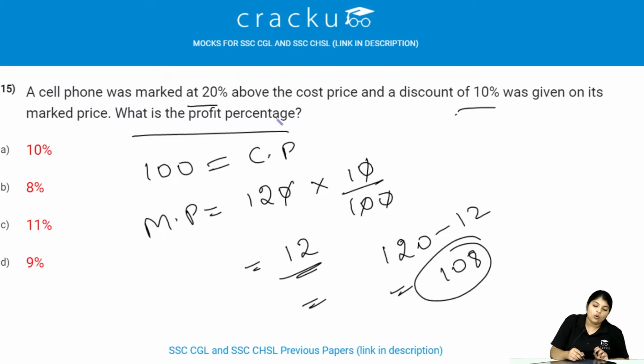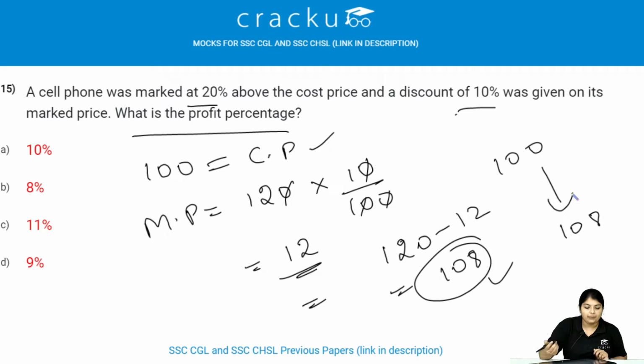Now it is asking what is the profit percentage. The CP is 100 and the final value we got is 108. Therefore the profit percentage is 8%. Okay. Now let's see the next one.